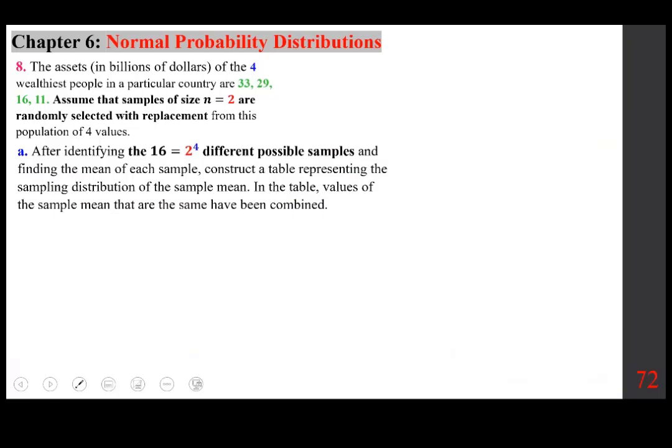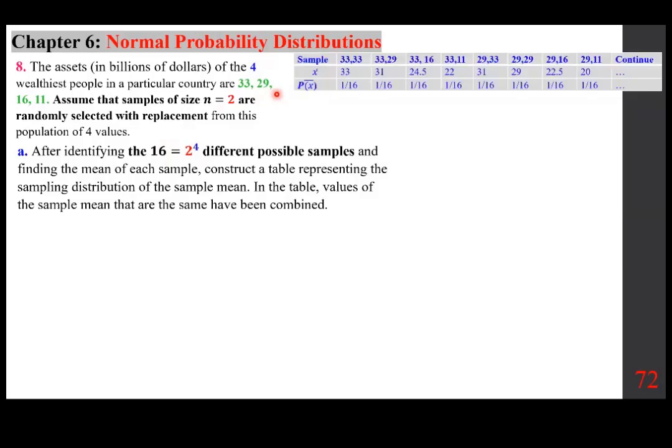Assume that samples of size n equals 2 are randomly selected with replacement from this population of 4 values. After identifying the 16, equals 2 to the 4th power, of different possible samples and finding the mean of each sample, construct a table representing the sampling distribution of the sample mean. In the table, values of the sample mean that are the same have been combined. I'm showing you how to come up with that. And this is a very small sample on purpose because it's very difficult if you have a large sample. So having said that, let's see how we put them together.